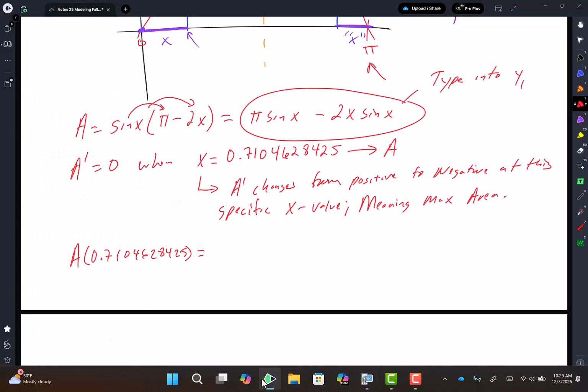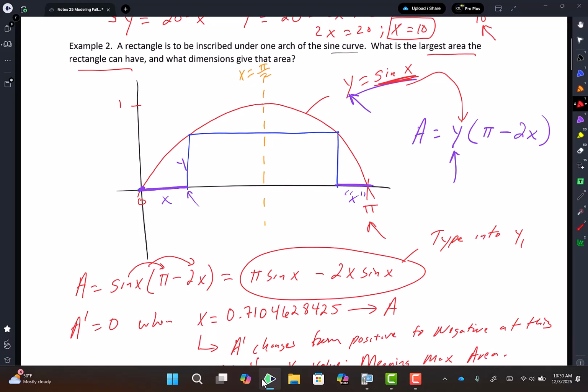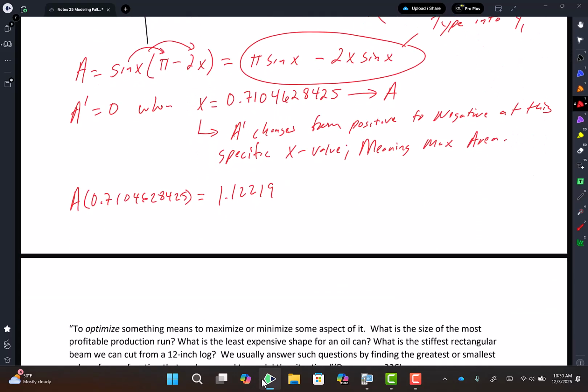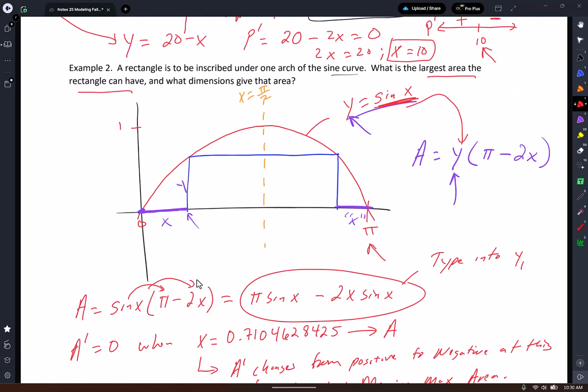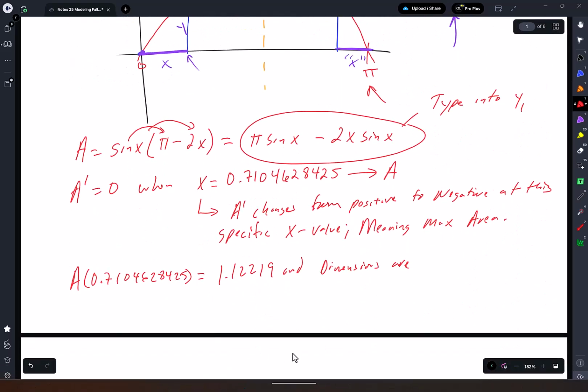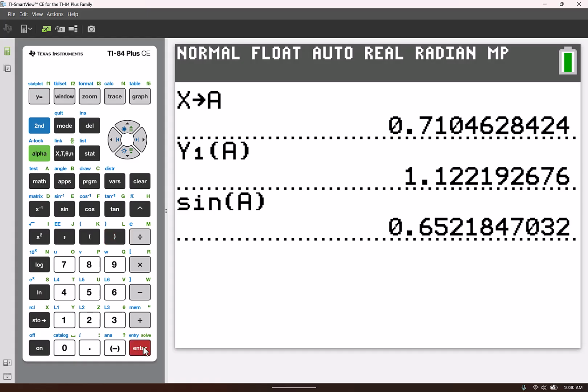1.12219. Do they also want the dimensions? What is the largest area a rectangle can have and what dimensions? Yep. And then I'll put, and dimensions are. Okay, so let's do the height first. The height was just y equals sine x, right? So I'm just going to write sine of A, alpha A. 0.6521, truncated, or 22 rounded.